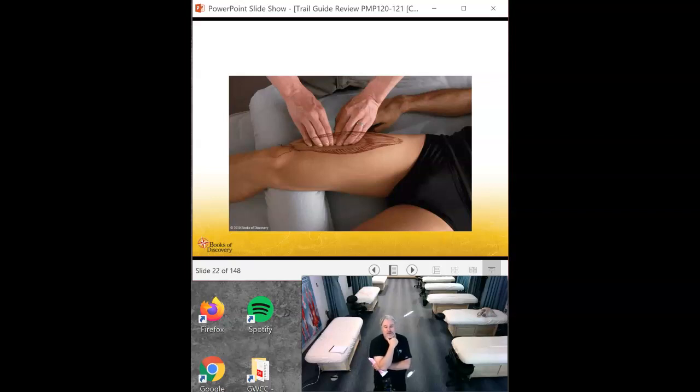What is the name for the knee joint? The tibiofemoral joint. I love it. Last question.